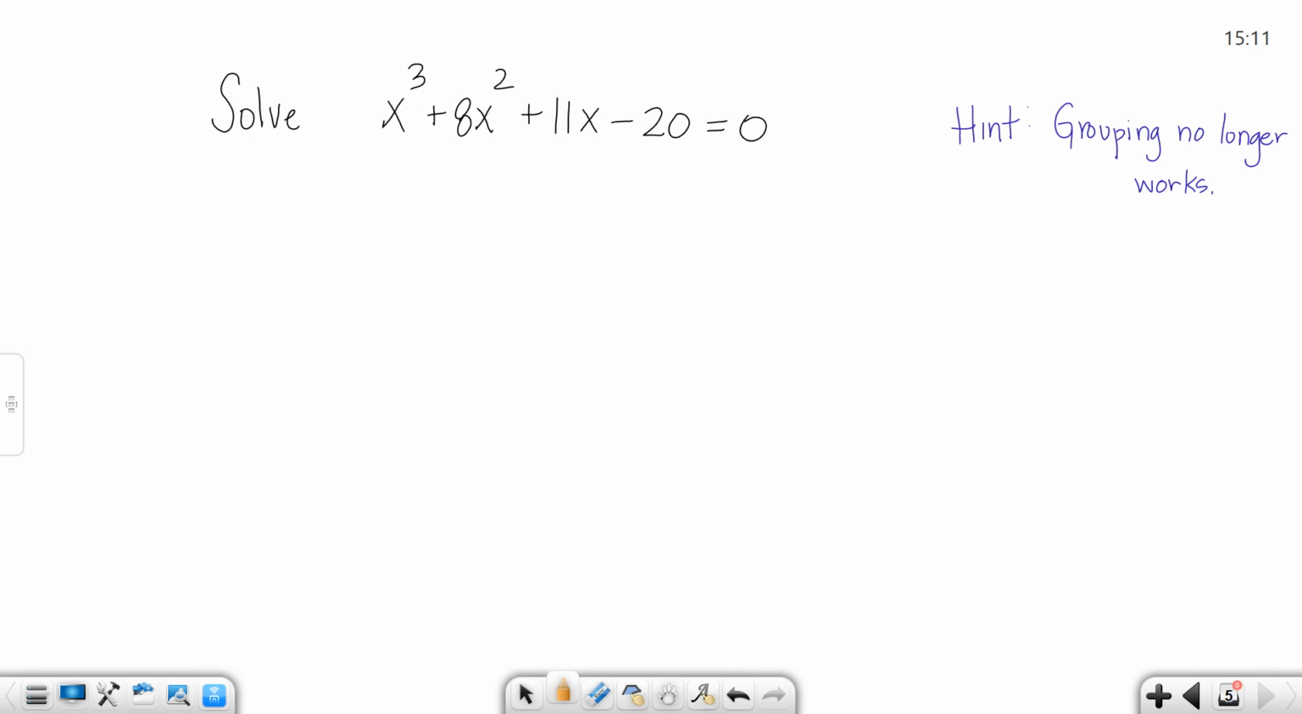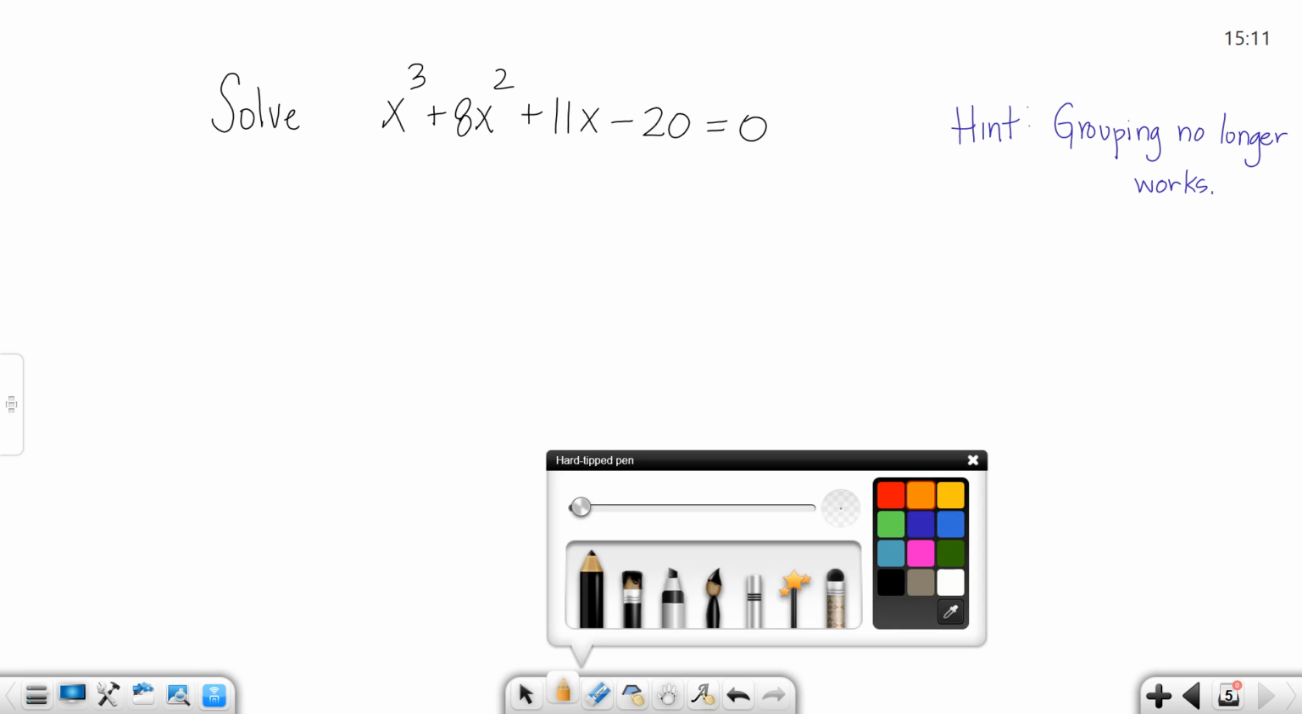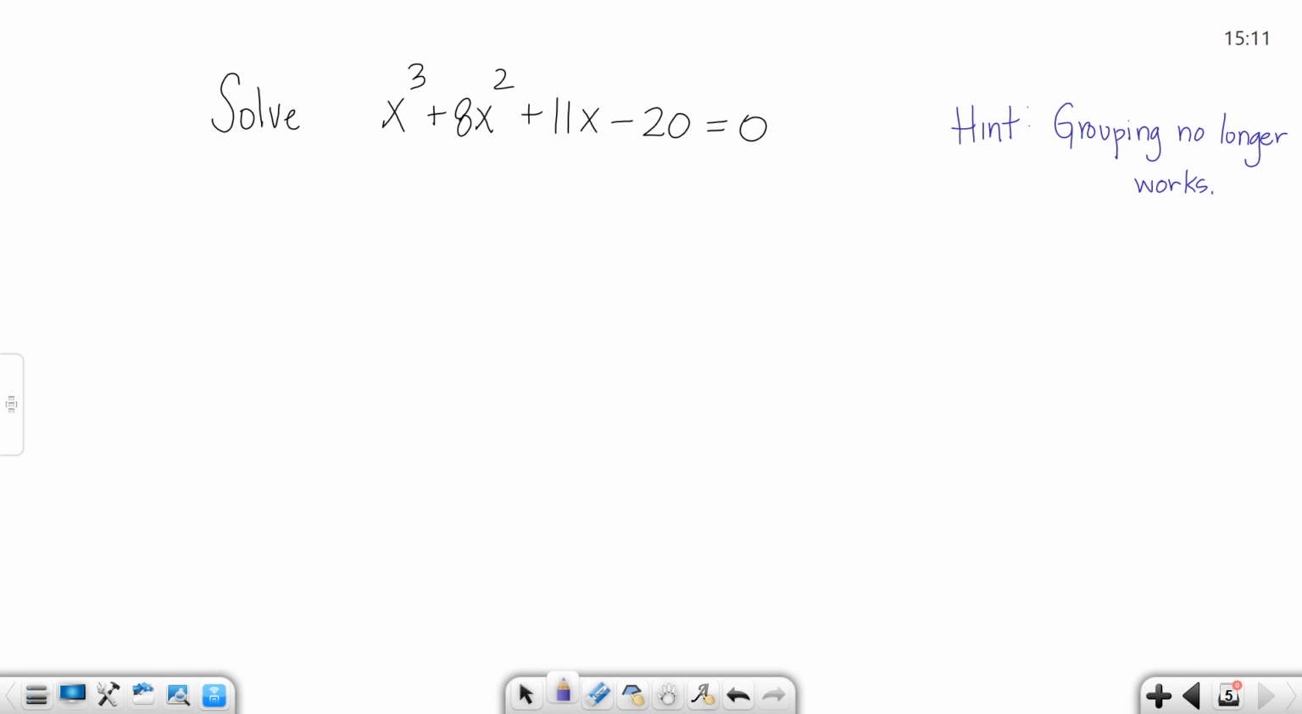So I ask you to solve this equation and it's set to 0. Solving an equation set equal to 0 is the exact same thing as finding the zeros of a function. Now earlier in this chapter we solved an equation like this using factoring by grouping. Sometimes factoring by grouping works. Sometimes factoring by grouping does not work. In this particular case, you will notice that factoring by grouping does not work.